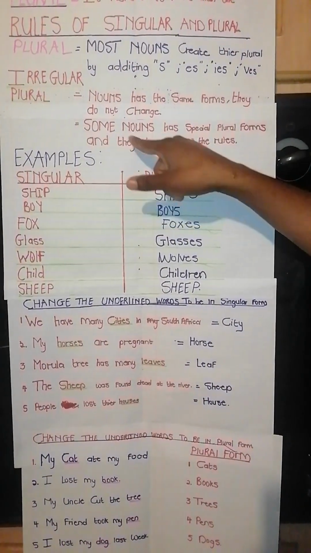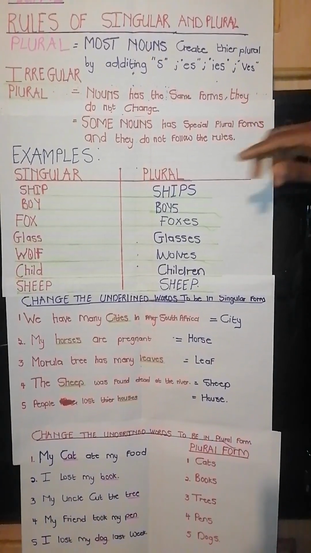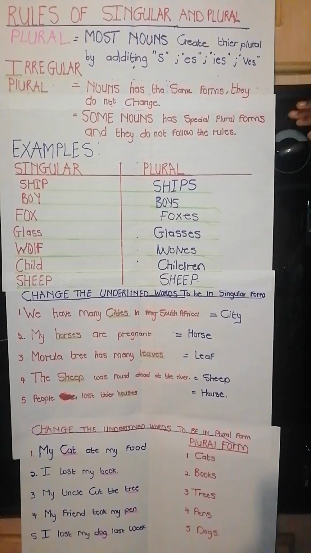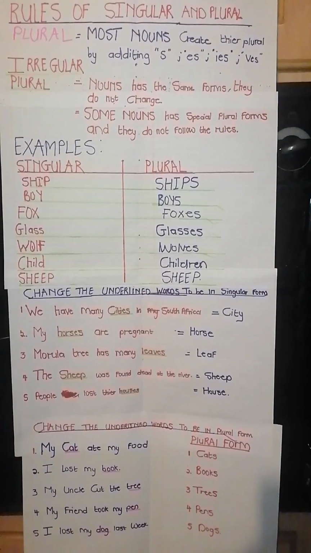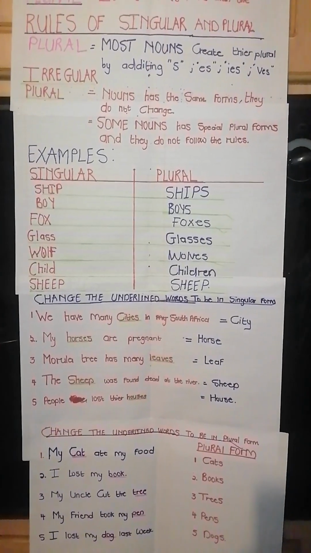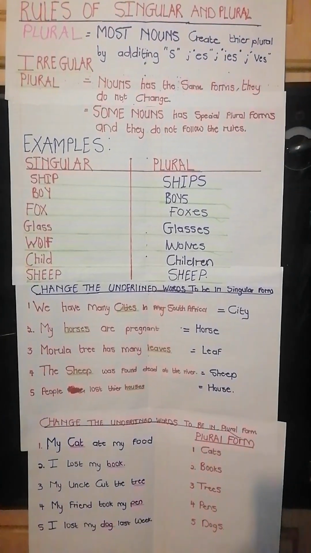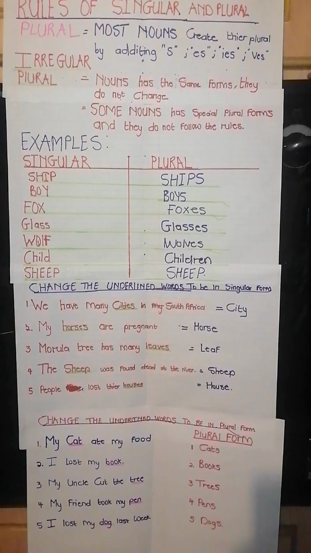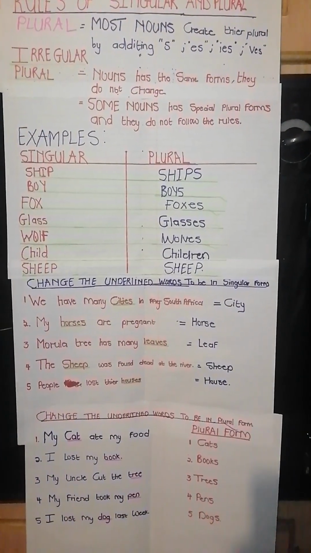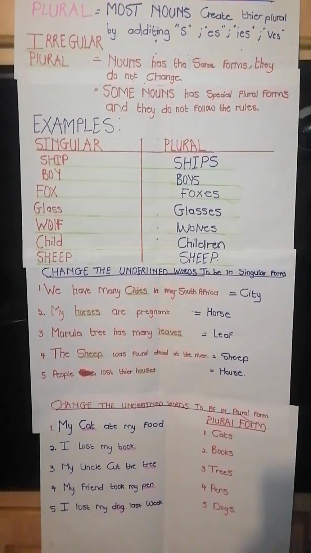And some nouns have special plural forms, and they do not follow the rules. We are talking about women, children, men. As I said before, most nouns do not add es at the end to become plurals. Now let's go to examples.